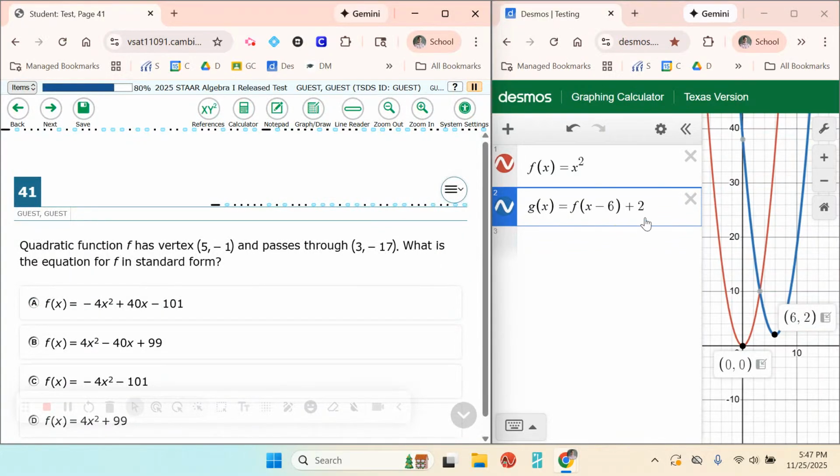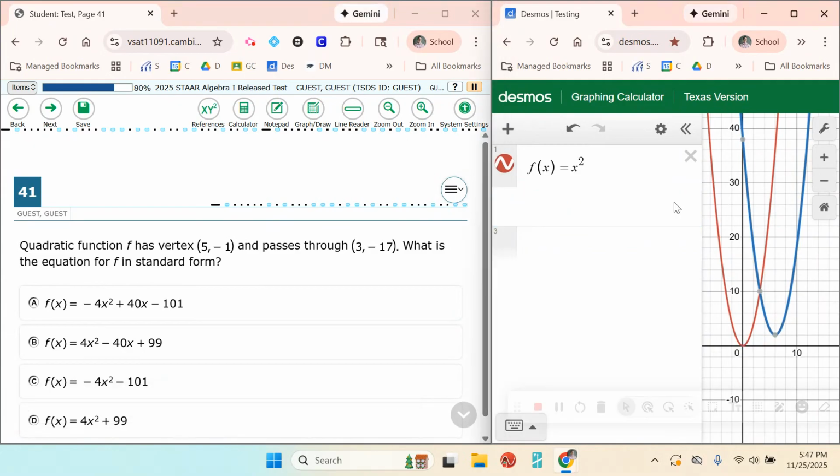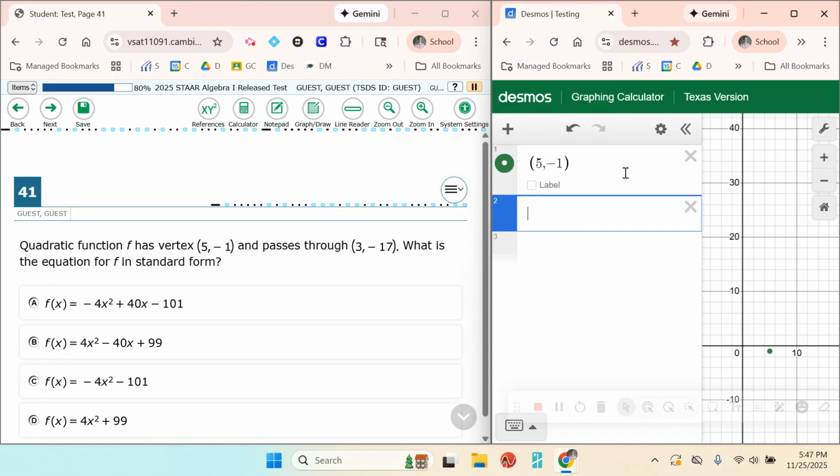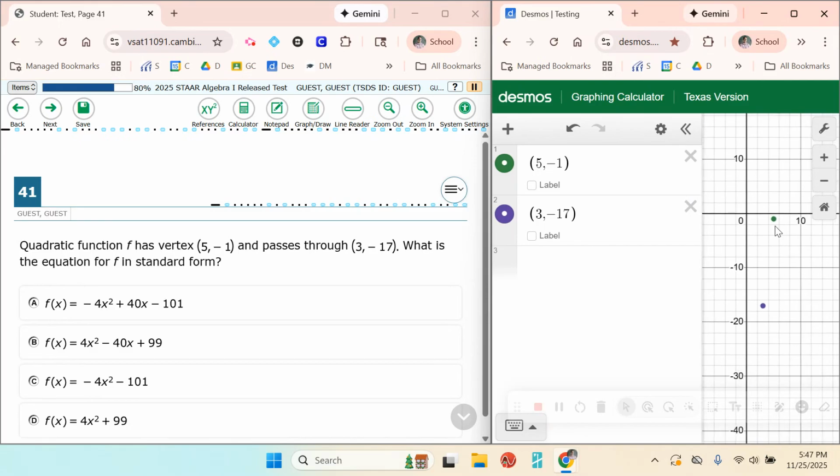Okay, question 41. We've done a question like this before. We're just going to have it happen again. This time we have 2 points: 5, -1 and 3, -17. Make sure you can see both points. I'm going to move my graph a little bit. So I need one of these answers to go through both of those dots, and we're just going to go down the list.